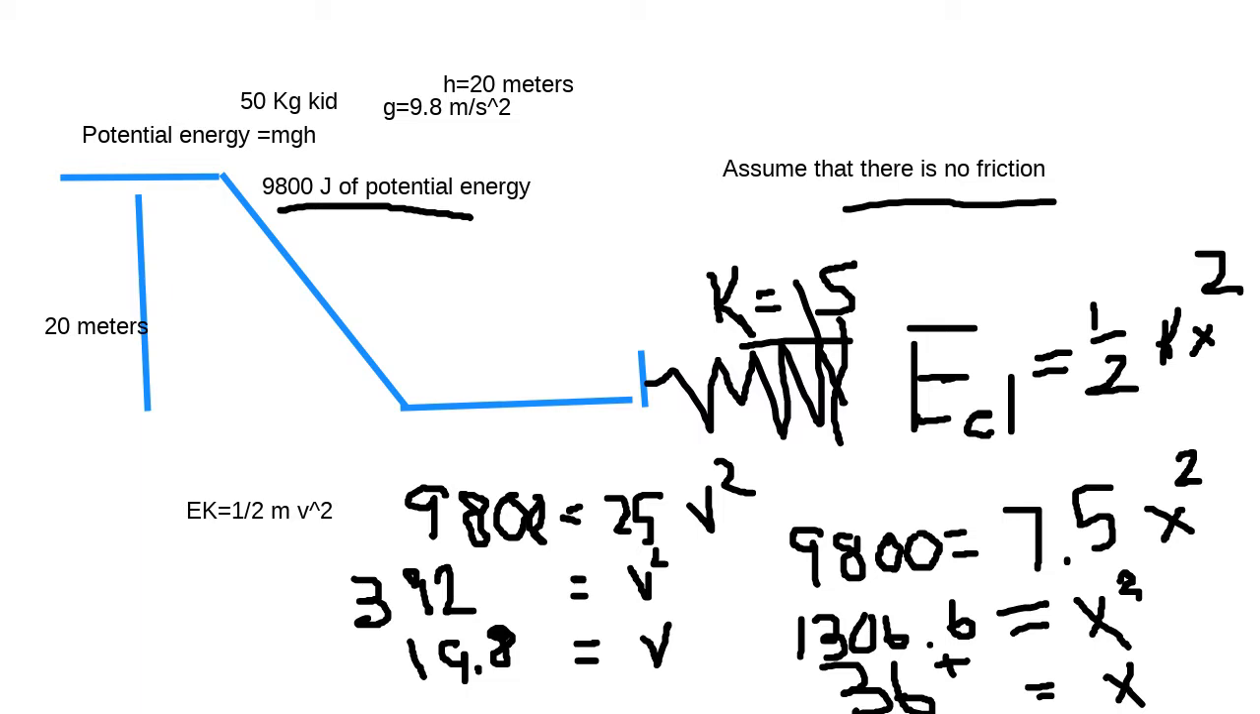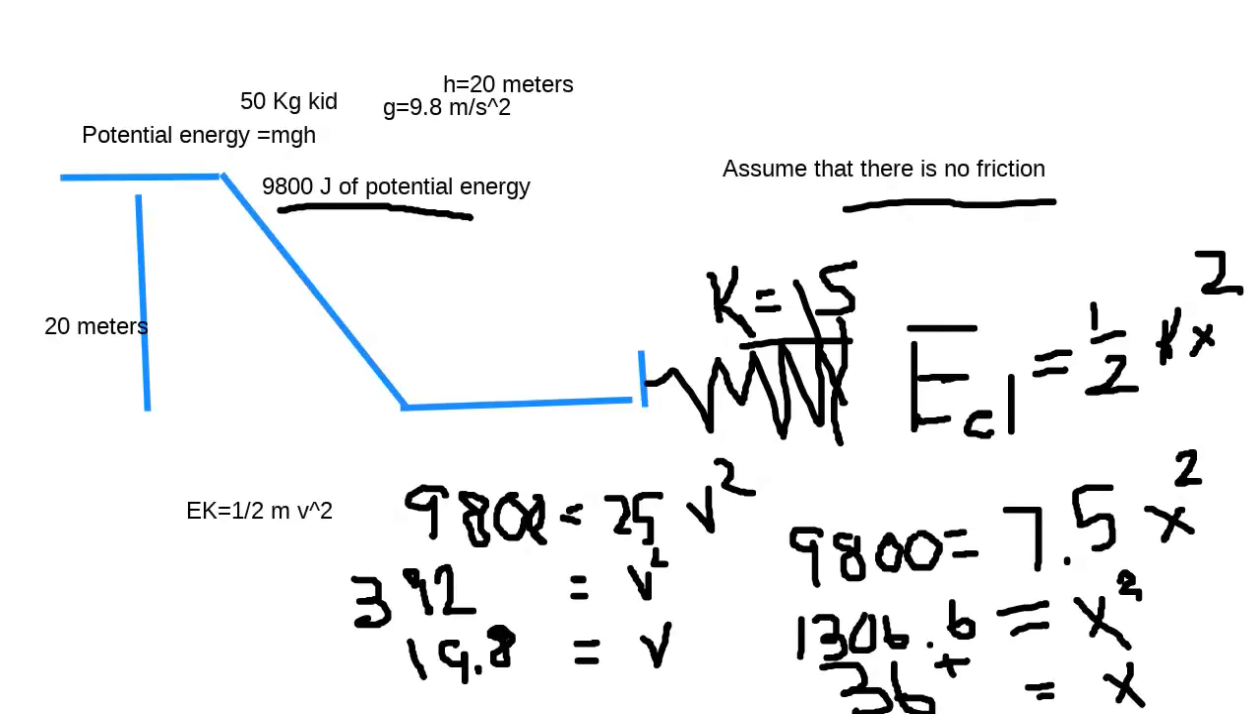That would be a long hill, 20 meters above the base. So if the kid was just released at the top, then I could ask, how fast is the kid going when he hits the base of the hill? And that was the velocity part.